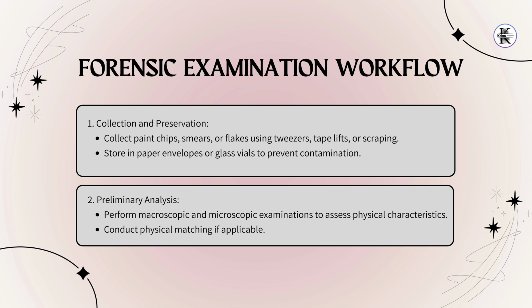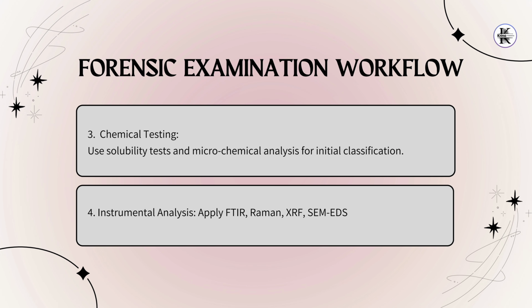Now, let's understand the overall workflow of paint examination. The forensic examination of paint follows a systematic process. First is collection and preservation, then preliminary analysis, followed by chemical testing, and finally instrumental analysis. Each step provides more detailed information about the sample.